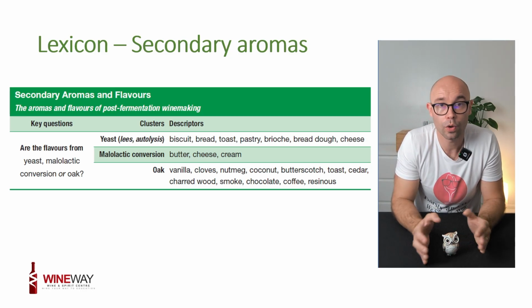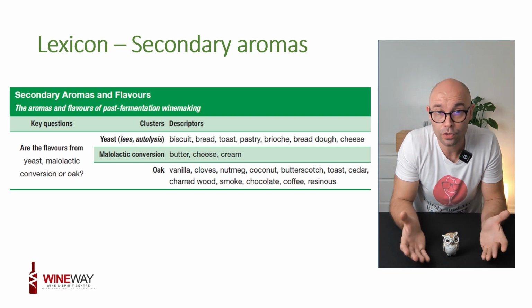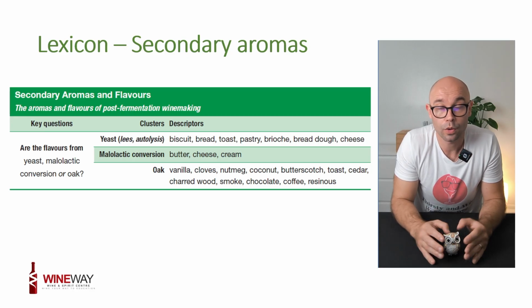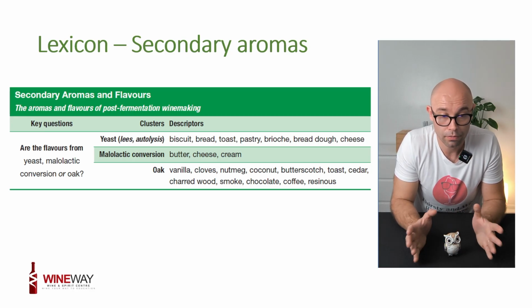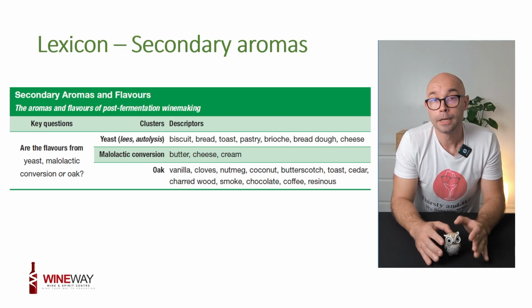Oak aromas will be used for wines that are either fermented or aged in oak. Usually white wines can ferment in oak and they can age in oak, where usually red wines only age in oak. So descriptors for this are vanilla, cloves, nutmeg, coconut, butterscotch, toast, cedar, charred wood, smoke, chocolate, coffee, raisin.